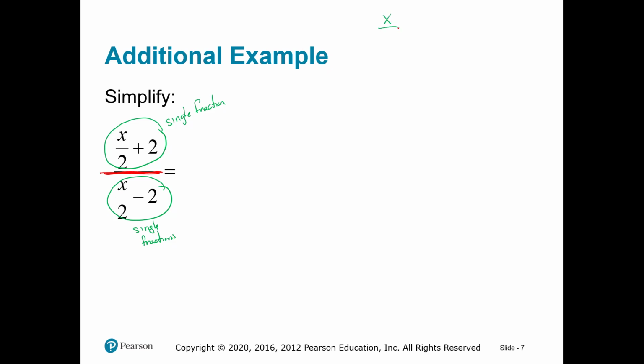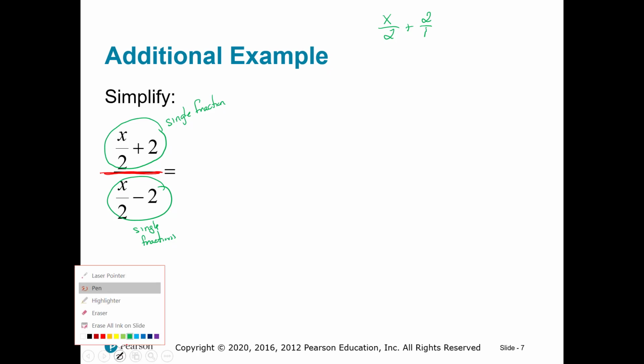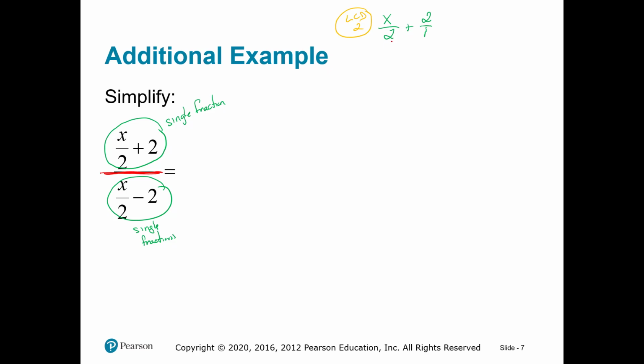I have x over 2 plus 2, don't I? But it's 2 over 1, yes? I need a common denominator, agreed? And that common denominator would be, that's right, 2. So fraction number 1, that's good. Fraction number 2, I need to multiply the bottom by 2, which means you also have to multiply the top by 2, don't you? So when you do that, you end up with x over 2 plus 4 over 2, yes? Which means you end up with x plus 4 over 2. Do you agree? Okay, so there's the numerator: x plus 4 over 2.